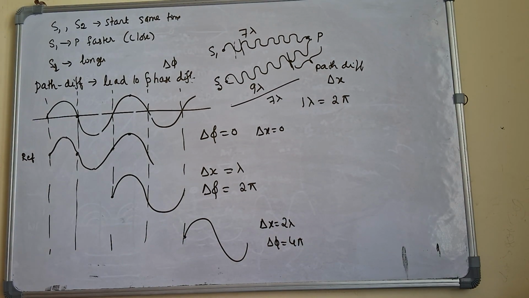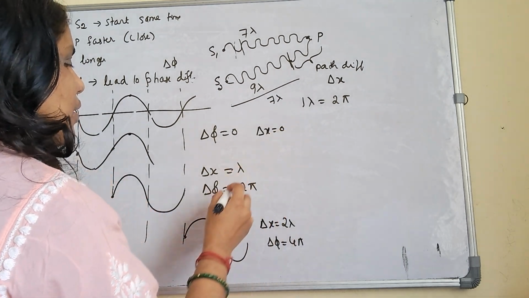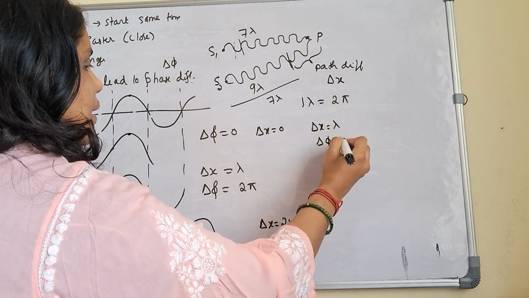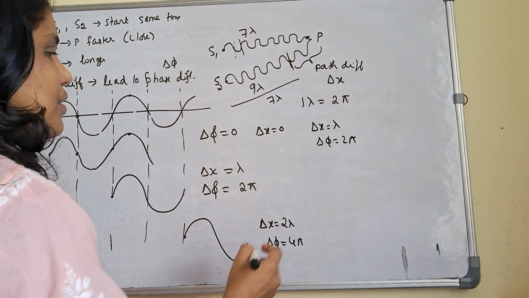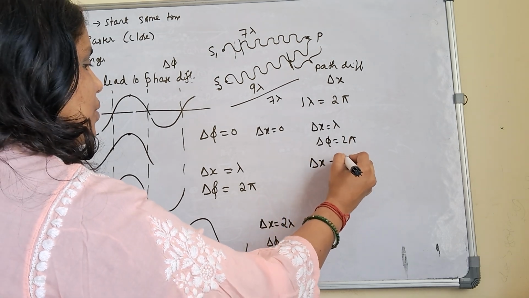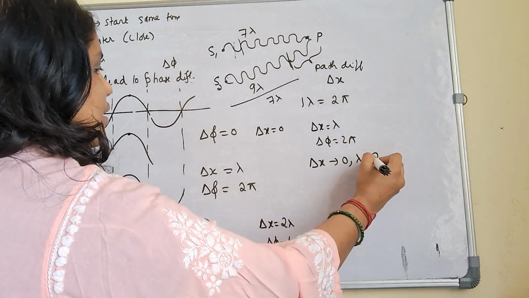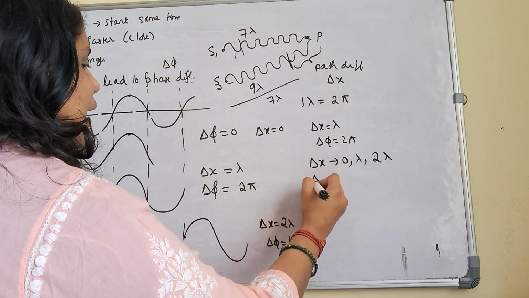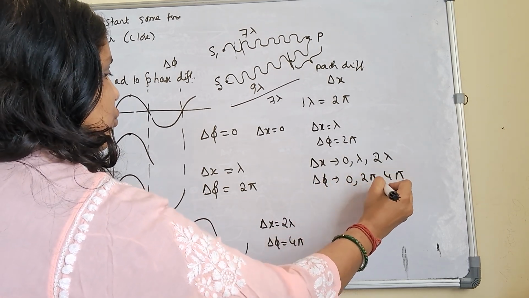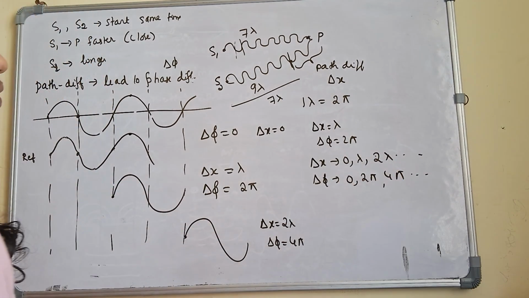Okay, now there is a way to convert it. I just want you to feel it. So I hope this part is clear. So let me write it here. When delta x is lambda, delta phi is 2 pi. And you see that delta x will be varying from 0, lambda, next is 2 lambda. Okay, and delta phi values also let us write. This is 2 pi. This is 4 pi. I'm just writing this because I want to conclude this.